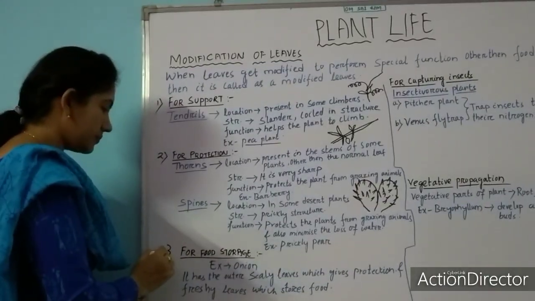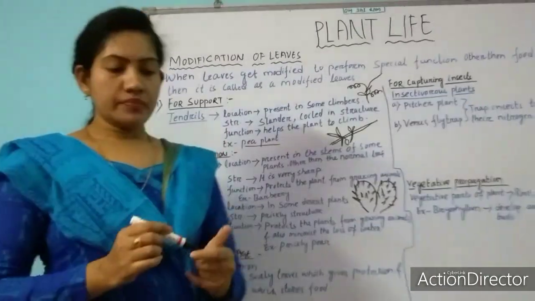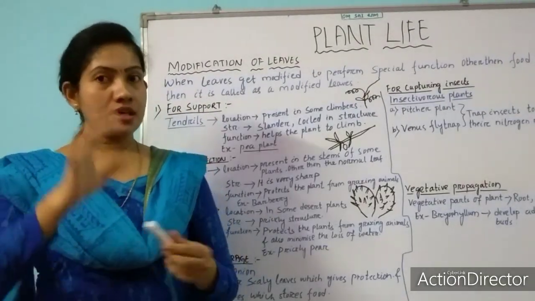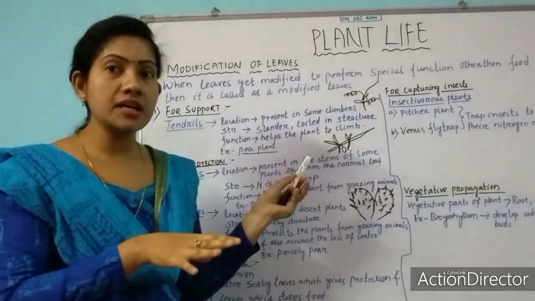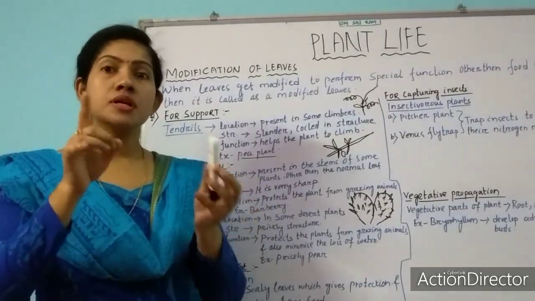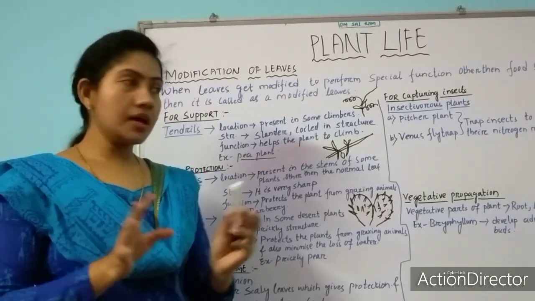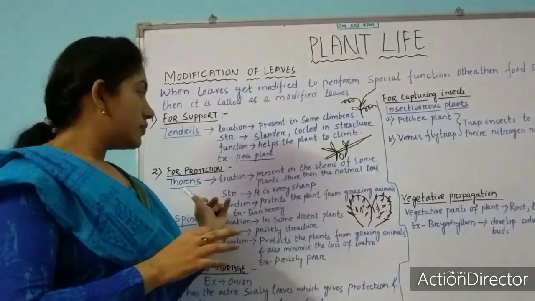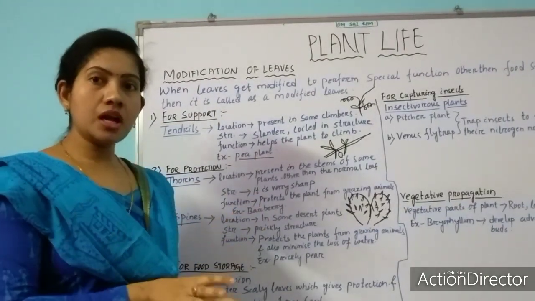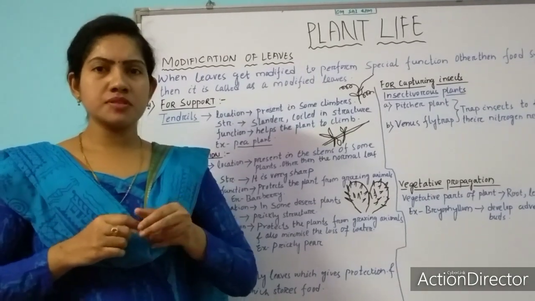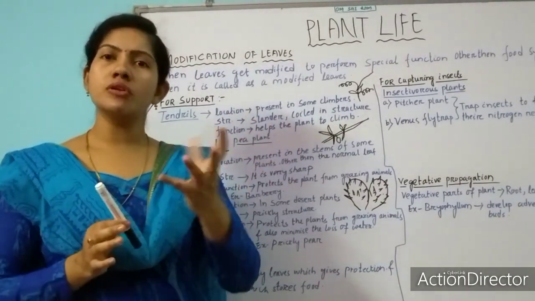Next, number 3, for food storage. Some of the leaves help in the storage of food. Here we are discussing modified leaves. I said they perform functions other than food synthesis. That's why at first we discussed support, second protection, and now third, food storage.